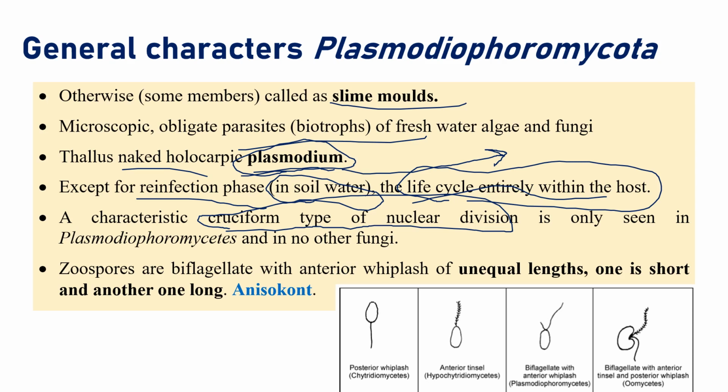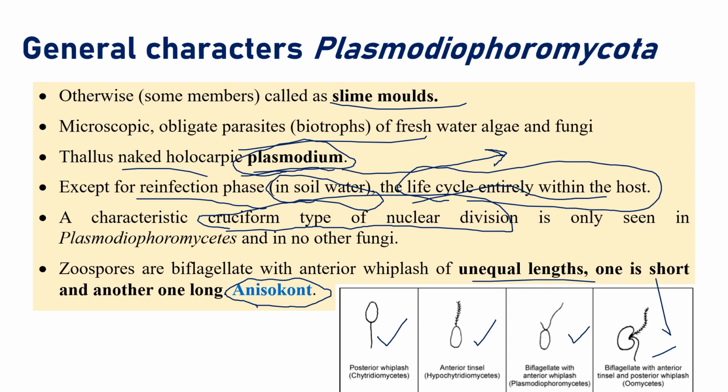Zoospores are generally biflagellate with the anterior whiplash type, unequal, one short and one long. Such kind of flagella is known as anisocont. In the previous lectures, the types of flagella, types of zoospores and zoospore morphology have been explained. There are four types of flagella: posterior whiplash, anterior tinsel, biflagellate with anterior whiplash type, one short and one long, and anterior tinsel and posterior whiplash.